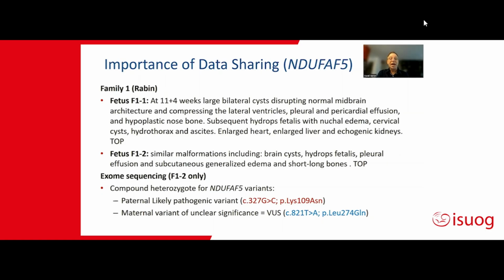And then the second fetus that they had had a similar malformation with brain cysts and hydrops fetalis and pleural and pericardial effusion, and underwent termination of pregnancy. Then when they ran the exome sequencing for the second fetus, because the first one was unavailable, they showed a compound heterozygous variant in this gene.